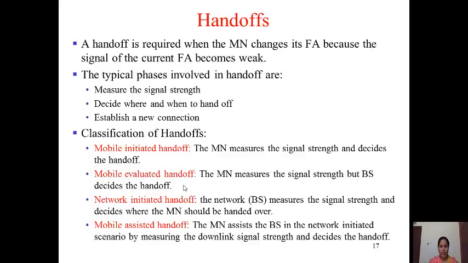Fine. Coming to the mobile assisted handoff, the mobile node assists the base station in the network initiated scenario by measuring the downlink signal strength, and then it decides the handoff. So it just measures the strength of the signal and then tries to decide about the handoff that is going to take place. So these are the 4 classifications of handoffs, and we understood when a handoff is required and how basically a handoff takes place.